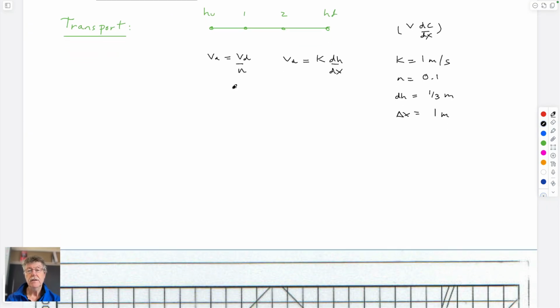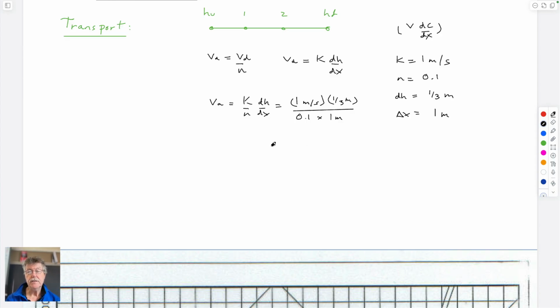And so if you calculate the advective velocity is equal to hydraulic conductivity over porosity times dH dx, and substitute those numbers. My writing is getting really very neat. 1 meter a second. If you won't talk to me, at least I can talk to myself. 1/3 of a meter. Porosity is 10%. Times 1 meter.